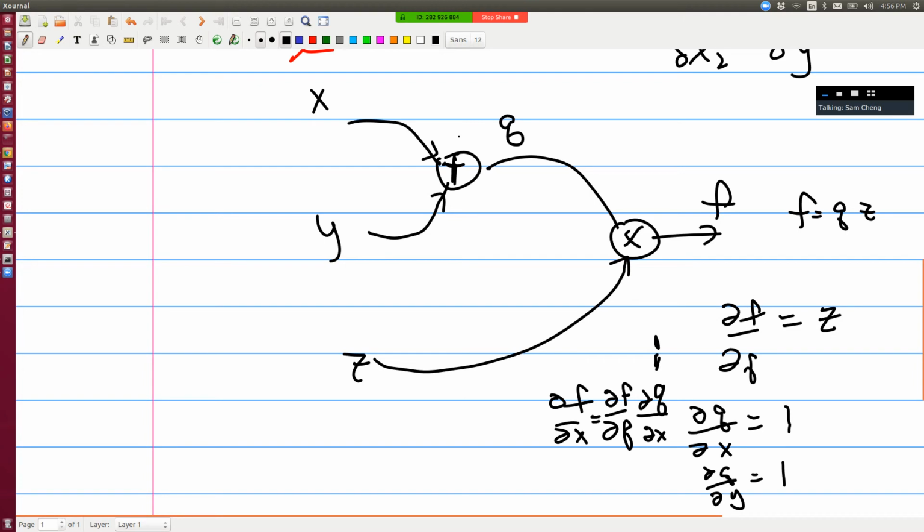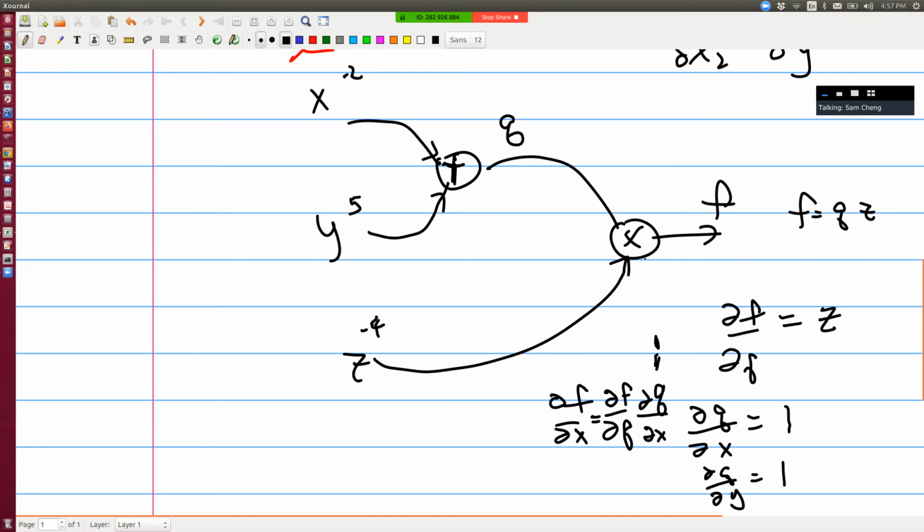Now let me give some numerical values. Let's say x equal to -2, y equal to 5, and z equal to -4. So how backpropagation works is that you go forward, then backward. Going forward, you compute your output, and at the same time you can compute the local gradients, because when you compute the output, you know the local gradient. For example, here, partial f, partial q is equal to z, right? So when you compute the output, you can put down the derivative there.